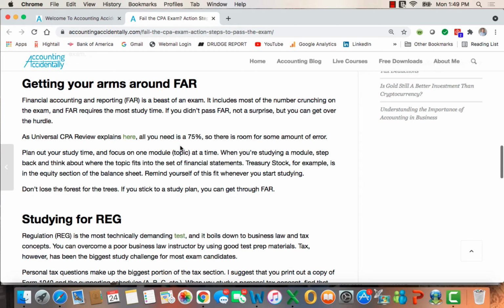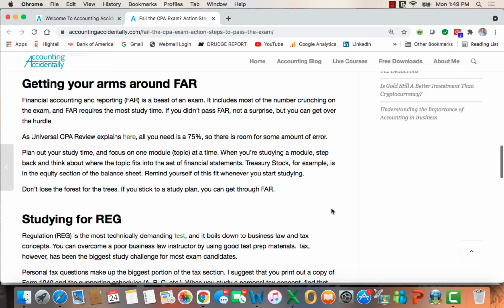Now, FAR, Financial Accounting and Reporting, is the biggest exam section. It requires the most number crunching, it requires the most study, and if you don't pass FAR, it's not a surprise. Keep in mind that all you need is a 75%, so there's some room for making some mistakes. You don't have to get a 90.